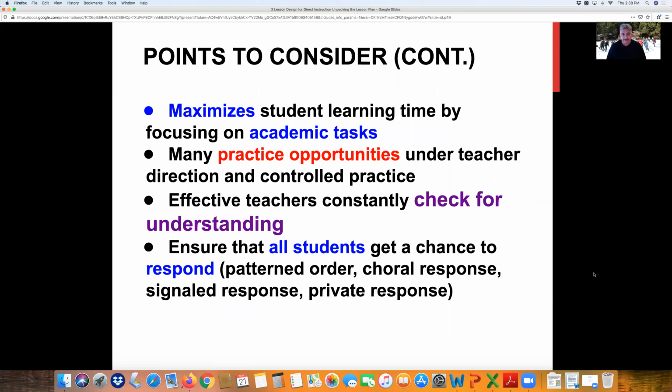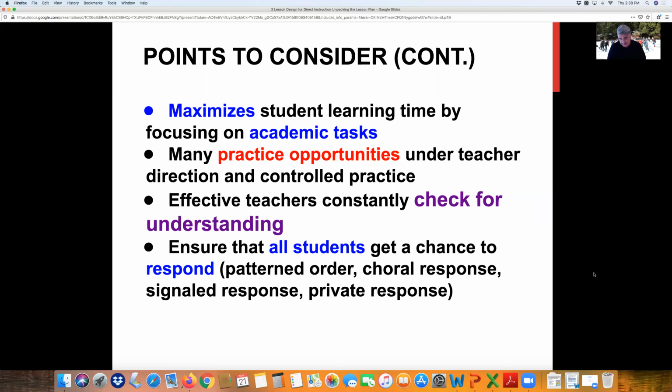Other points to consider: it's really about academic tasks. It maximizes their learning because it's focusing on academics. Not a time to talk about your uncle or your favorite aunt. Many practice opportunities under teacher direction. That's why teachers are always tired when they're doing direct instruction well.